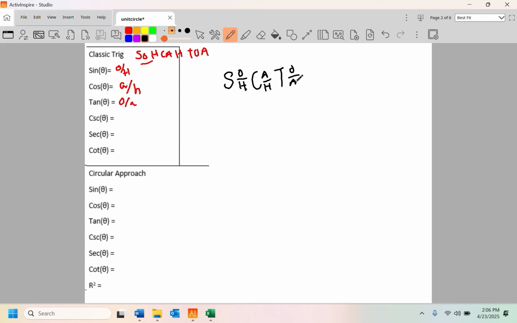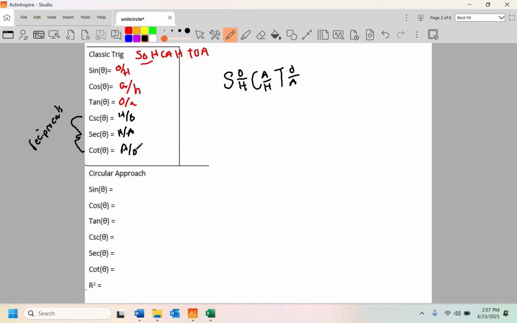SOHCAHTOA, written like that, because it tells you what it is. These three are what you call reciprocals. Cosecant is a reciprocal of sine. Sine says O over H, cosecant is H over O. Secant is a reciprocal of cosine, H over A. Cotangent is a reciprocal of tangent, A over O. That came from SOHCAHTOA.